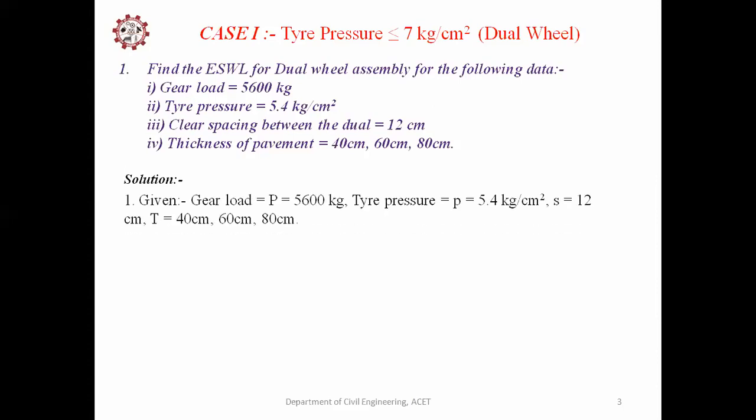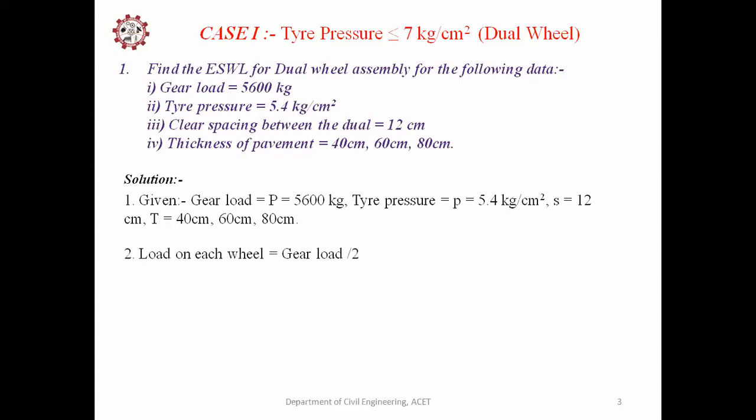So yesterday we have seen the given things. Gear load P equals 5600 kg, tire pressure small p 5.4 kg per centimeter square. Clear spacing is denoted by small s or small d. So don't confuse, it is always s or d. 12 centimeter, and thickness we have to find for 40, 60 and 80 centimeter. We have to find out the ESWL load.